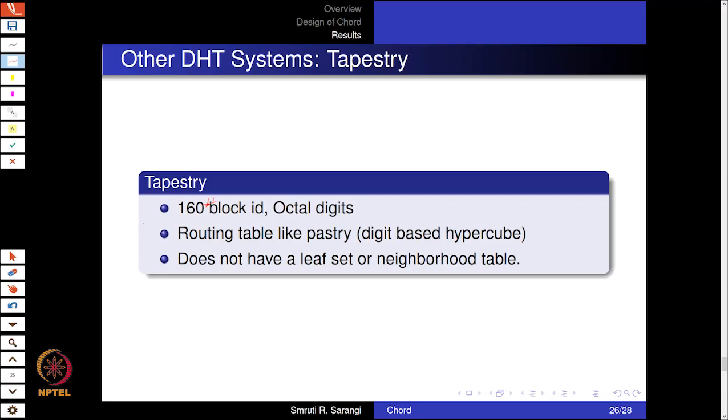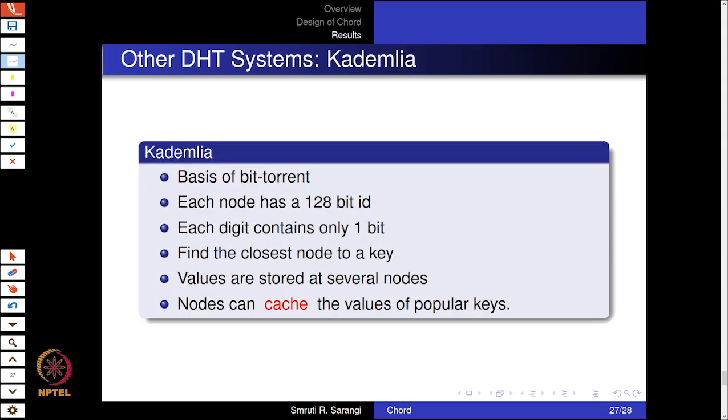And also, it is not necessary that all designs will have a ring-based overlay like Chord and Pastry. So in this case, it is a hypercube. So it has a different kind of overlay. Kademlia is the basis of BitTorrent. Each node has a 128-bit ID where each digit contains only 1 bit. Kademlia will be the next lecture in this lecture series.